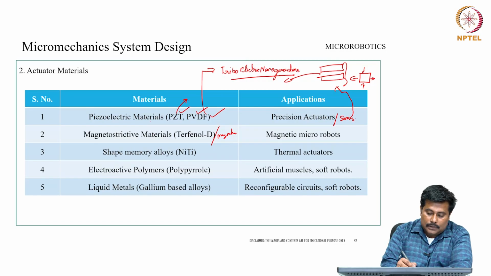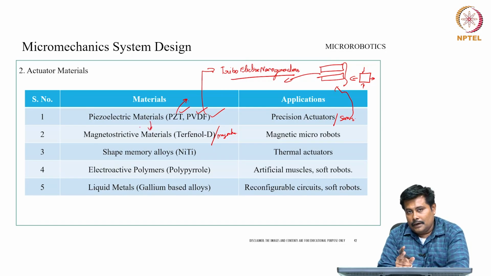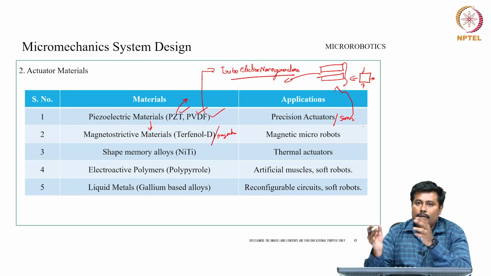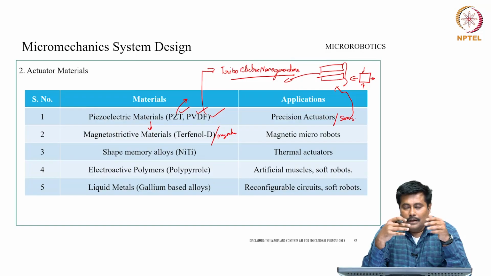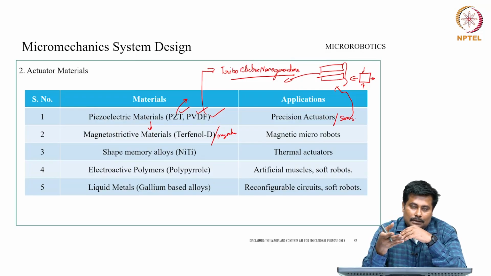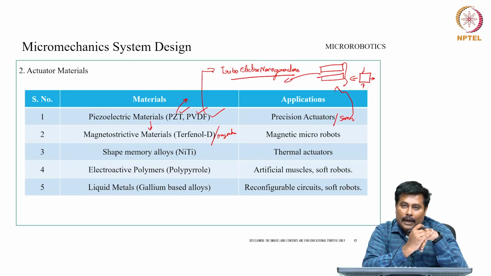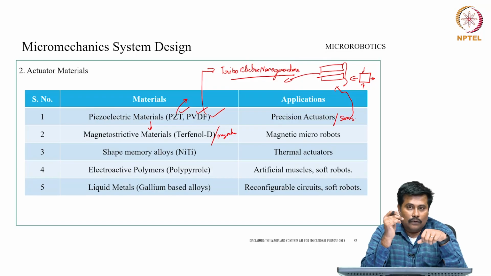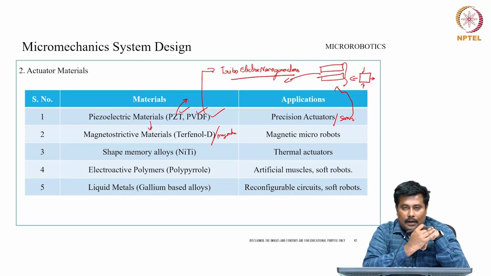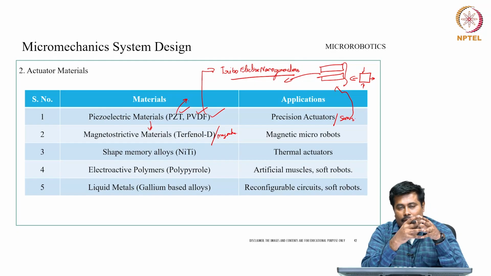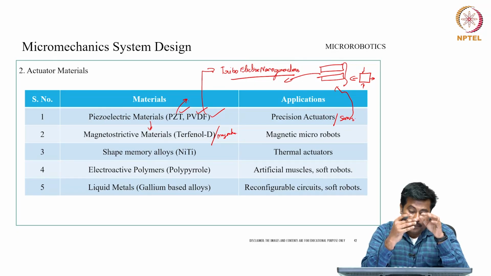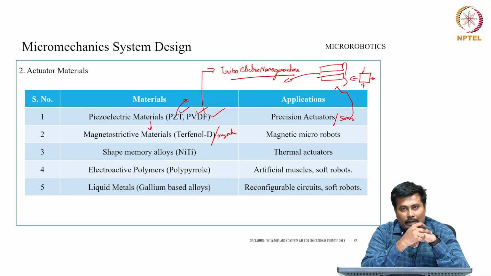Like piezoelectric material, magnetostrictive material also works on a similar principle. When we supply a magnetic field to it, there is an actuation. Vice versa, when we supply a load, a magnetic field is generated out of it. Terfenol-D is a standard material used for such magnetostrictive materials. In fact, as far as magnetic micro robots are concerned, apart from this, there is a wide variety of other magnetic materials.